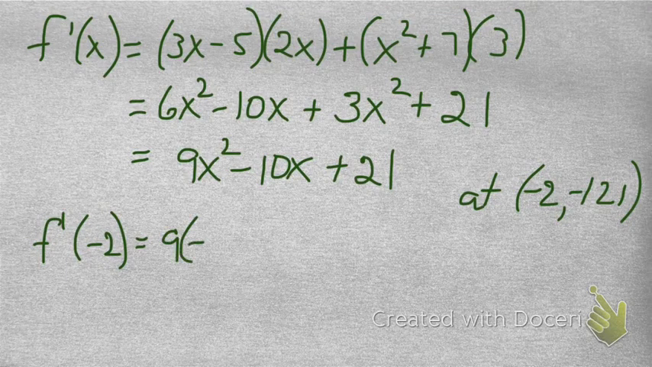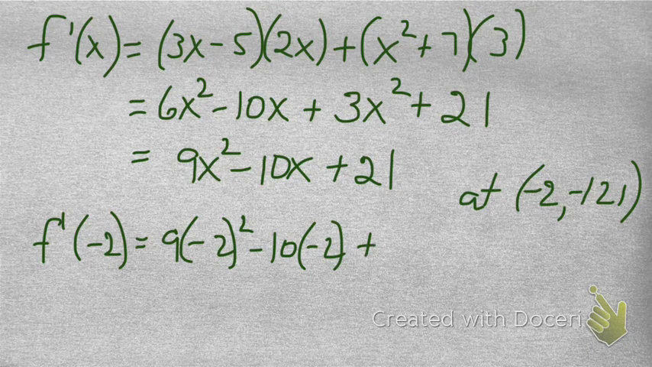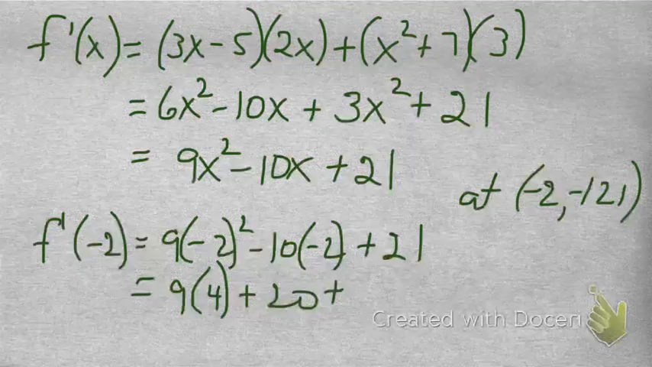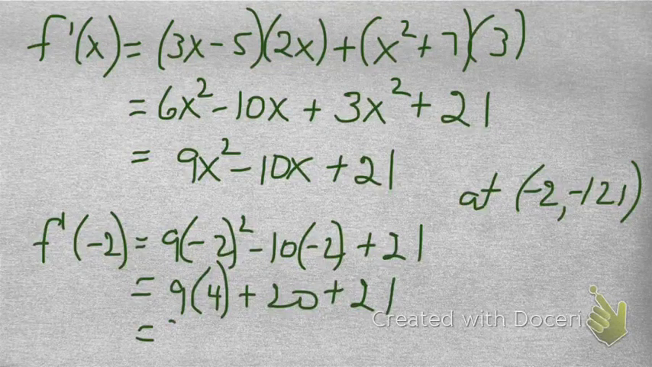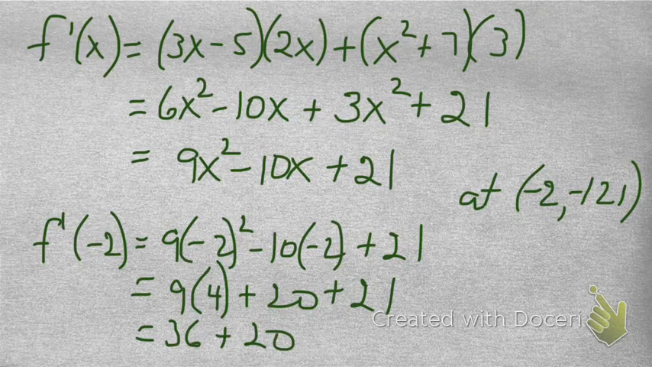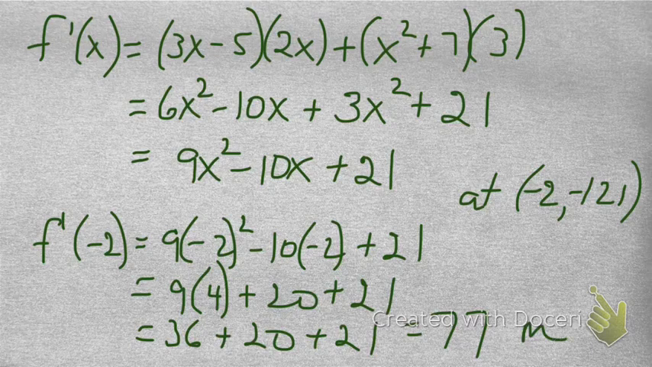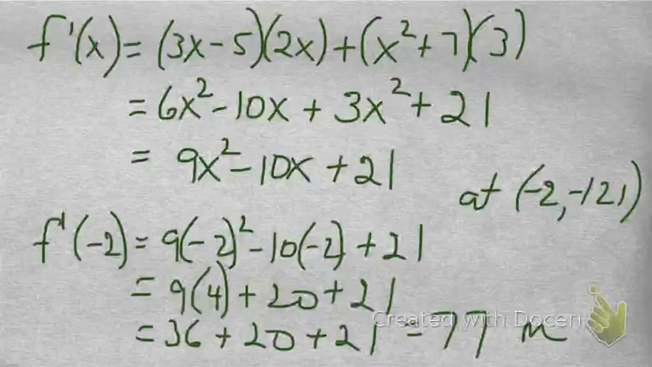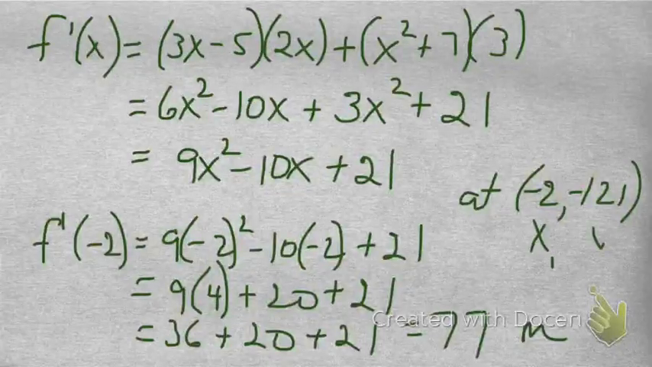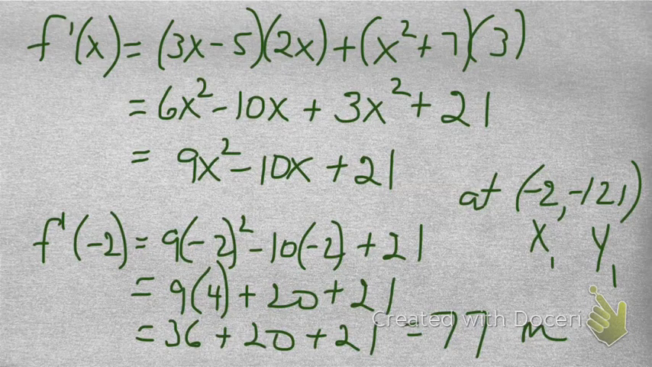That is 9 times the square of negative 2 minus 10 times negative 2, add 21. That's 9 times 4, and the sum, which is 36, 20, and 21. In the end, 77. That'll be our slope. So we do have the slope. We do have a coordinate for x and another coordinate for y. We'll put these together.